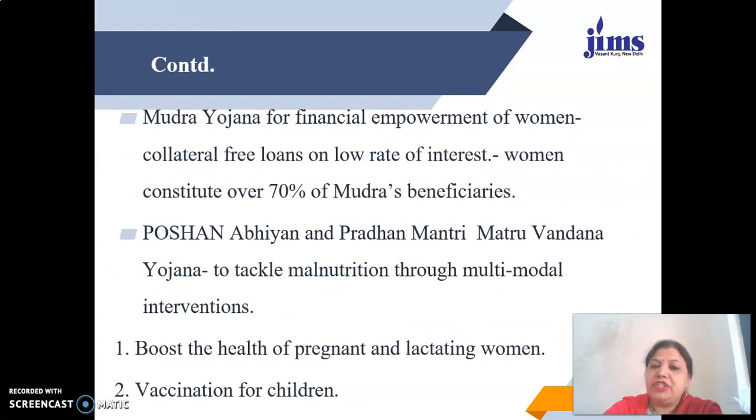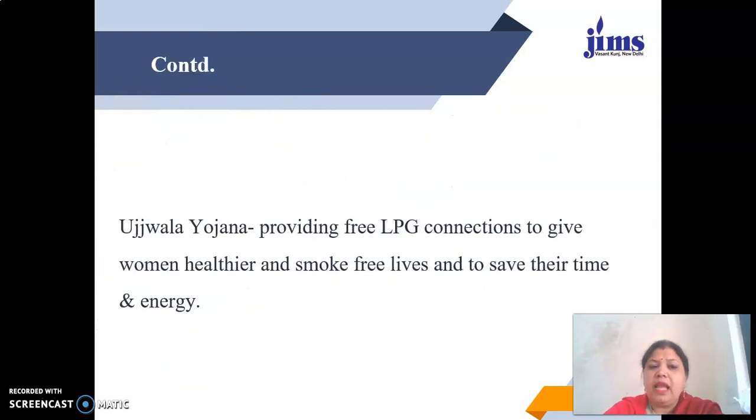Mudra Yojana for financial empowerment of women, with collateral free loans at a low rate of interest. Women constitute over 70% of Mudra beneficiaries. Poshan Abhiyan and Pradhan Mantri Matru Vandana Yojana. This is very important as it is used to tackle malnutrition through multimodal interventions. Under this program, it helps to boost the health of pregnant and lactating women, and also vaccination for children. And the Ujjwala Yojana, which provides free LPG connections to give women healthier and smoke-free lives and to save their time and energy.